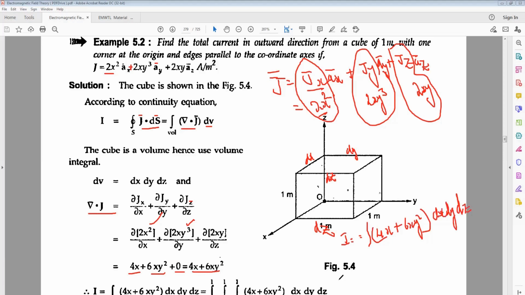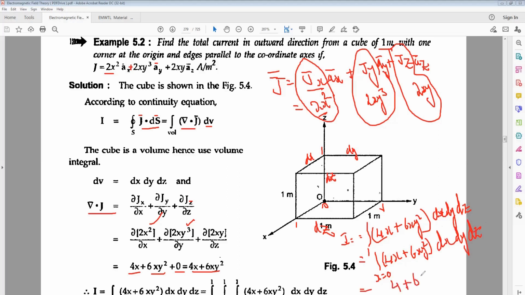What are the limits here? The cube is considered as 1 meter, meaning origin to 1, origin to 1, and origin to 1. All the sides are the same in the cube. So x is equal to 0 to 1. First of all, we apply here the integral of 4x plus 6xy².